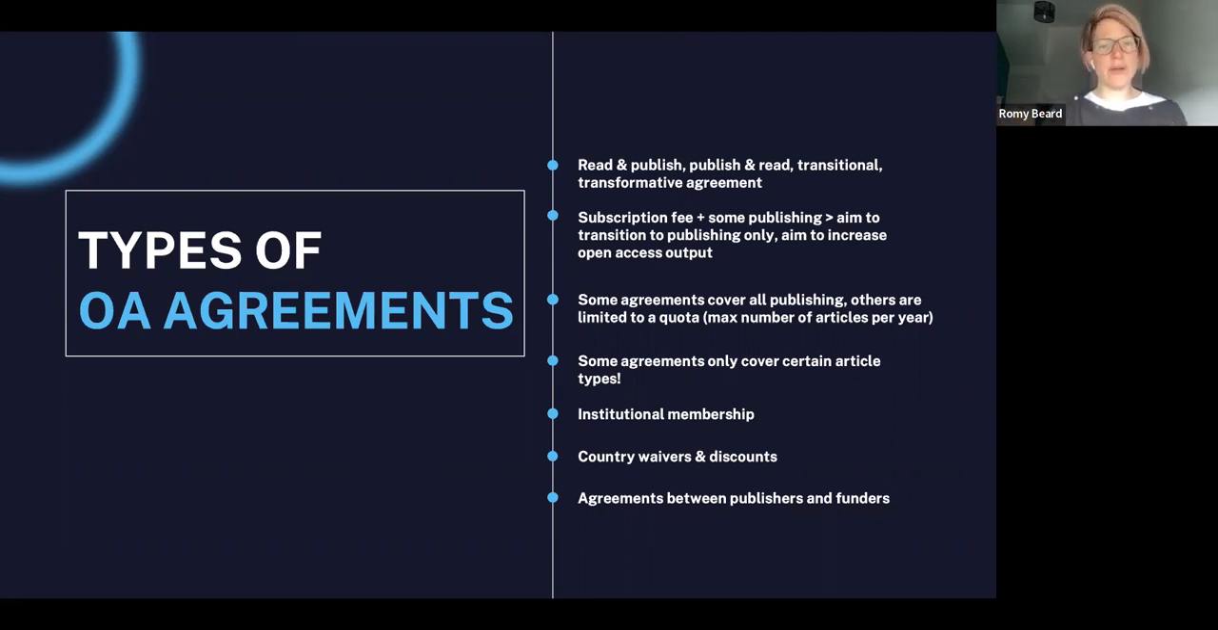What we want to include as well here really is institutional membership. That might give you a discount because some of the same issues apply to that, as well as country waivers and country discounts. Again, author recognition, something we talk about, also applies in that case. A bit less so, I guess, with funders, but in this case, it's funder recognition. So it's also covered by the way we use the term open access agreements.